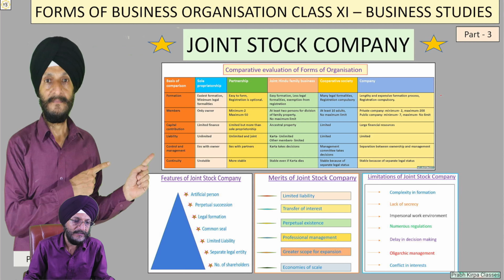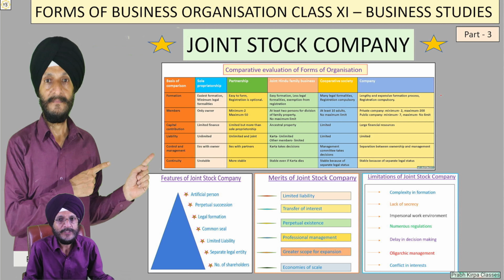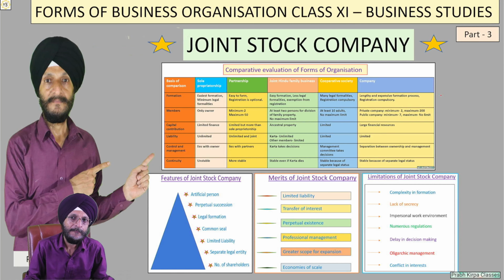We have already learned that sole proprietorship is a form of organization in which the owner is single, that is, he is the single owner of the business and he is responsible for taking all the decisions. He takes all the profits and he also bears all the losses of the business.